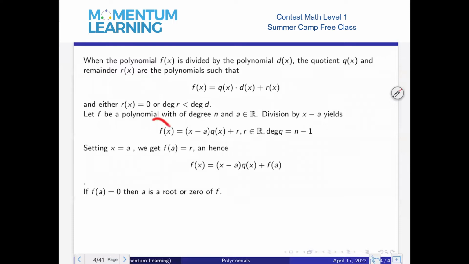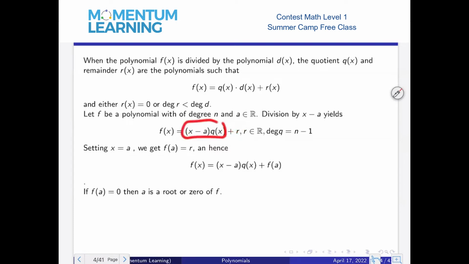Let's say F of X is a degree of 90, then Q of X, the quotient, can be a degree of, let's say, 98. But I don't care about any of these. All I care about is what the remainder is. Because we are dividing it by a linear equation, the remainder is going to be constant.